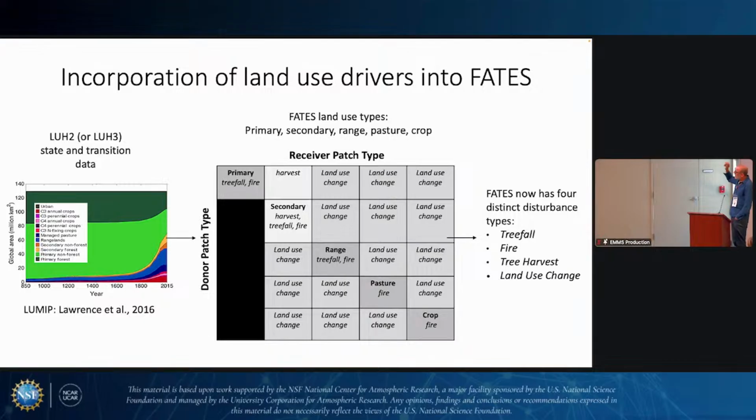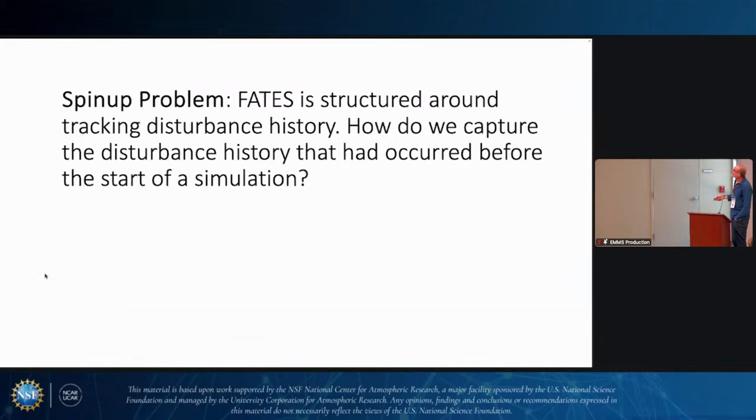When you harvest secondary lands, you create a newly younger patch, and when you harvest primary land, you create secondary land. The point is that land use itself is directly driving the disturbance regimes in FATES, rather than being mediated through a land cover step. And okay, first I want to talk a little bit about the spin-up problem, right? FATES is structured around tracking disturbance history.